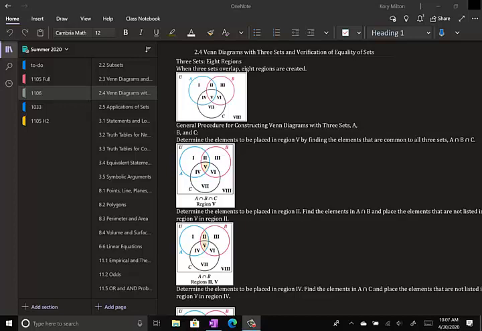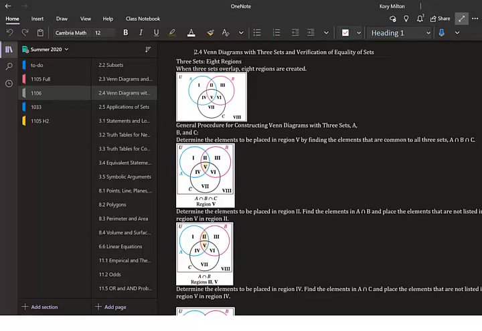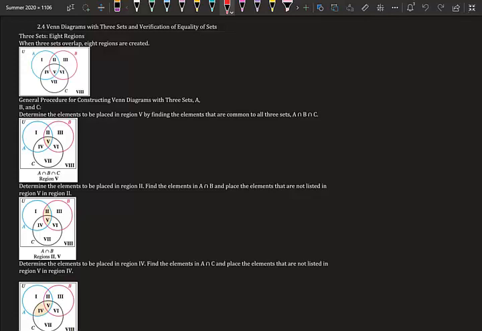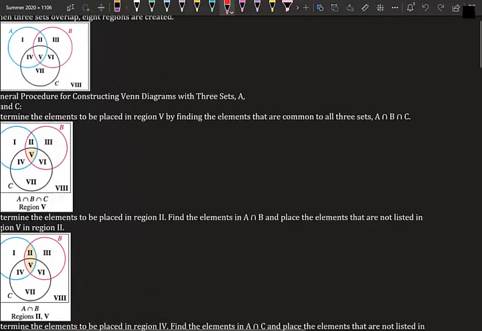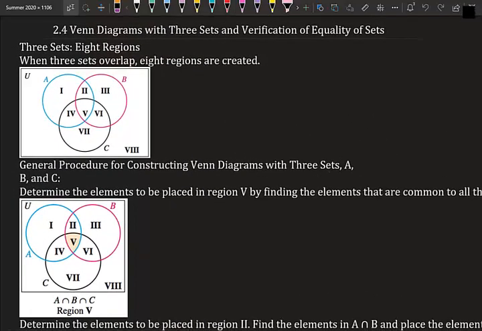2.4 Venn diagrams with 3 sets and verification of equality of sets. In 2.5, we'll get more into working with 3 sets and applications of 3 sets. But 2.4 is an introduction to what it means to have 3 sets. This is what it looks like when we have 3 sets overlapping.